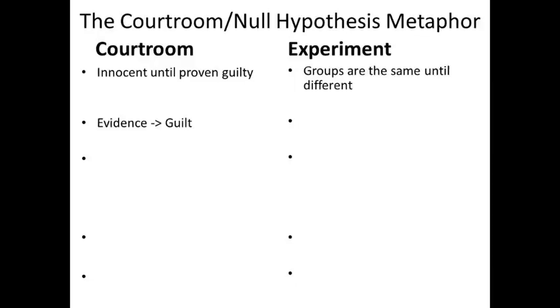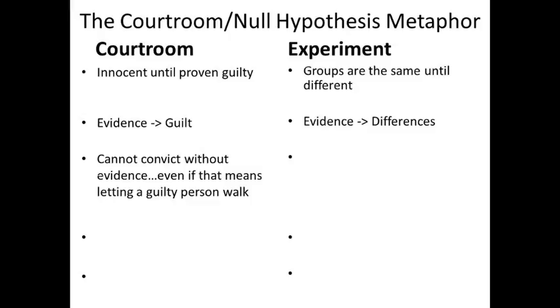In a courtroom, evidence is required to show guilt. In an experiment, evidence is required to show differences. In the courtroom, jurors can only reach a guilty verdict if there is enough evidence. They may feel like the person is guilty, but without enough evidence, they must say not guilty. Guilty people can walk free, and innocent people can be convicted.